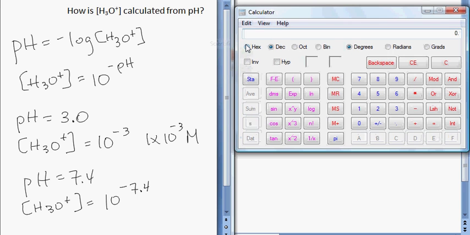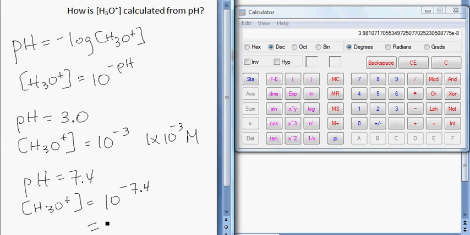So first, put it in scientific view. Type in 7.4, make it negative. And then what you need to do is 10 to the whatever exponent is the inverse log. So you check the inverse box on your calculator. You might press the inverse button, the shift button, the second button, depends on the calculator. So I've checked my inverse button, and I need to do the inverse of the log. So 10 to the minus 7.4 is equal to 3.98 times 10 to the minus 8.